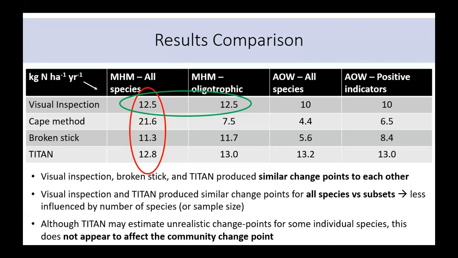Titan had been criticized because sometimes the individual species change points were a bit unrealistic compared to what we expected them to be. But through this work, we also found that that didn't appear to affect the community level change point, which was good news because the community level one is the one we really care about for our critical load work.